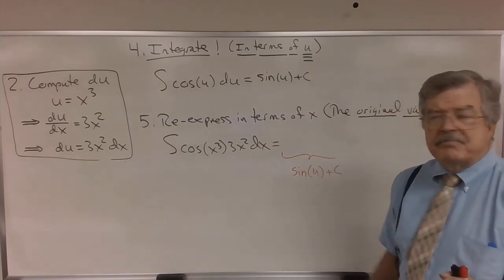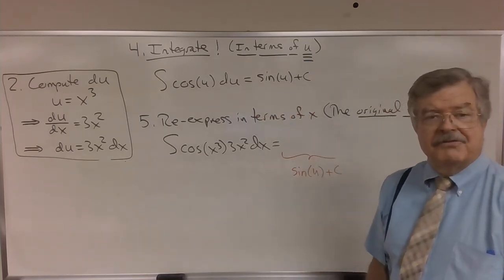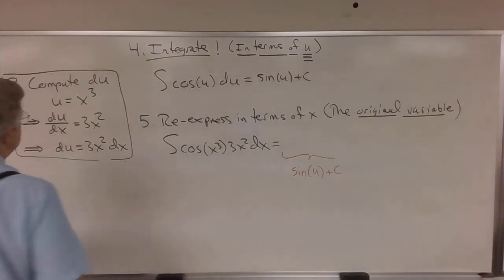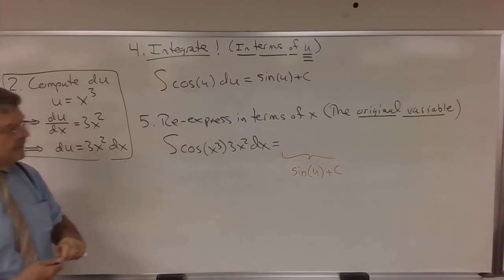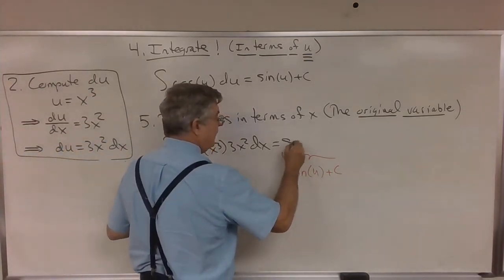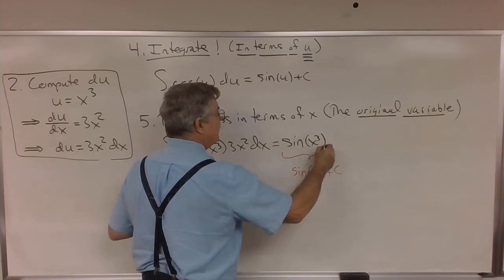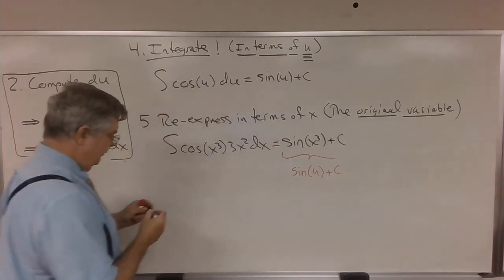I have to re-express this in terms of x. And to do that, I go back to step number 2. Step number 2 has our international rate of exchange. This tells me that 1 u is equal to x cubed, or 1 euro is equal to x dollars cubed. So this is my rate of exchange right here. This tells me how to go back from euros to dollars, or from u to x. So u is the same as x cubed. So sine of u is the same as sine of x cubed. And that's our answer.